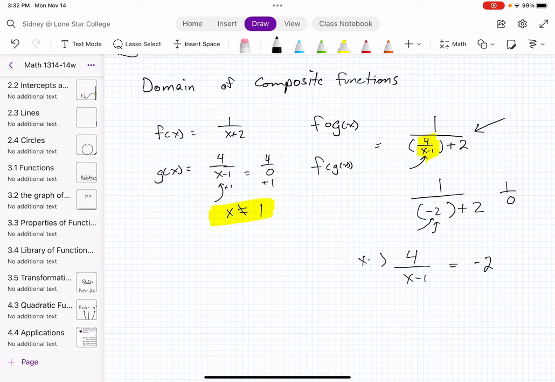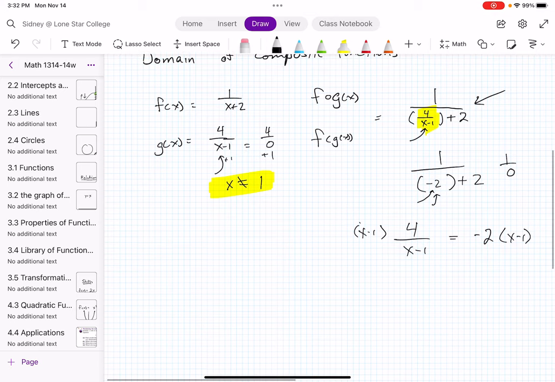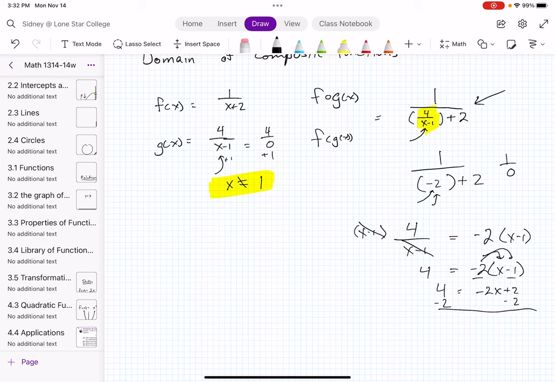So I'm going to start by multiplying everything on both sides by x minus 1. Doing so will clean out that denominator very nicely. That simplifies out, and I have 4 equals negative 2 times x minus 1. If I distribute that out, I get negative 2x plus 2. Negative times a negative is a positive, so I have 4 equals negative 2x plus 2. Subtract 2 from both sides, and I have 2 is equal to negative 2x.